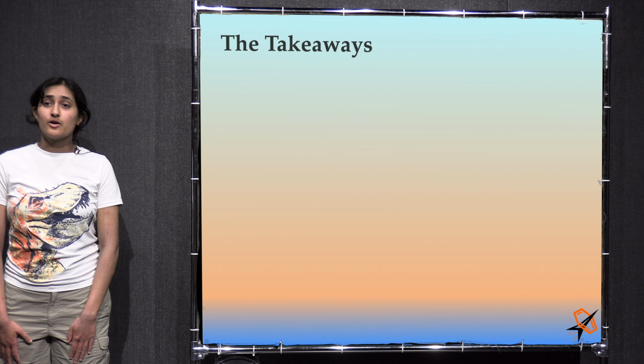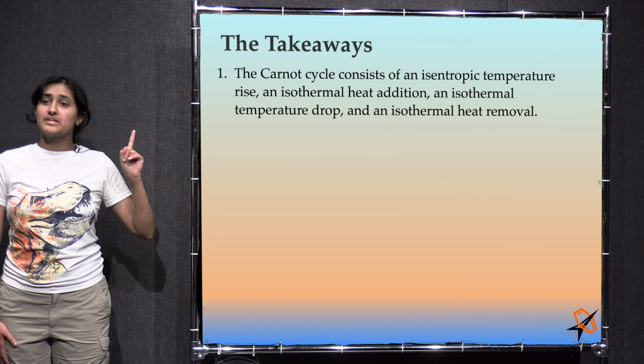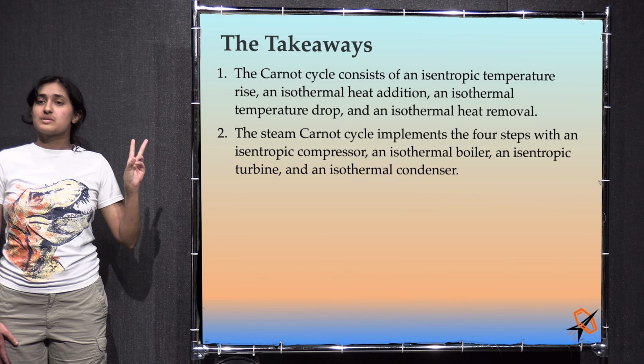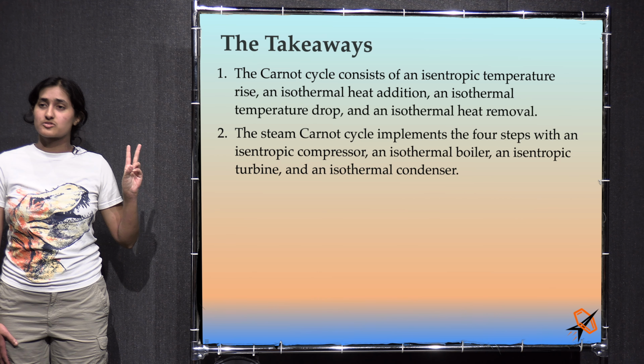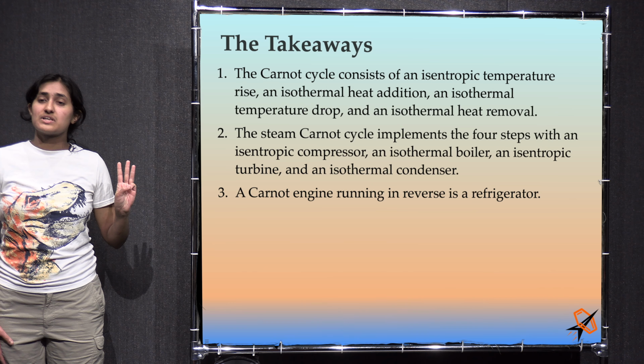The takeaways from this video are: 1. The Carnot cycle consists of an isentropic temperature rise, an isothermal heat addition, an isentropic temperature drop, and an isothermal heat removal. 2. The Steam Carnot cycle implements the 4 steps with an isentropic compressor, an isothermal boiler, an isentropic turbine, and an isothermal condenser. 3. A Carnot engine running in reverse is a refrigerator.